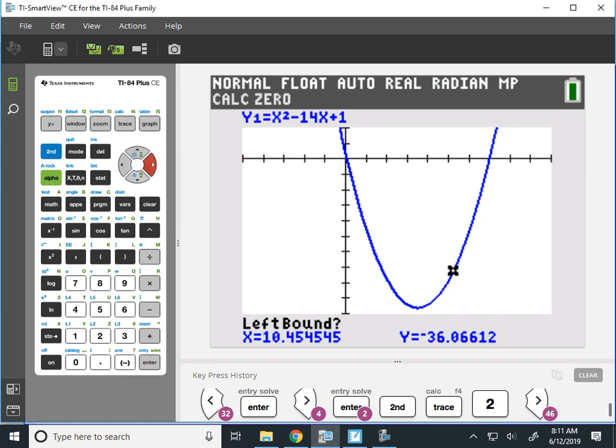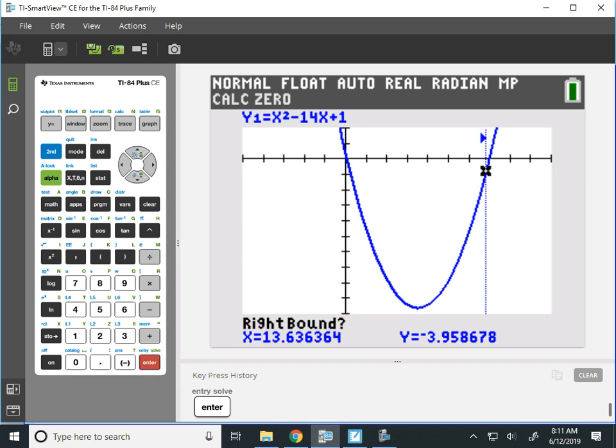Now for this guy, the left bound is below the axis. So when I hit enter, the line is still to the left of that x-intercept. In order to do this correctly, I have to go to the right, which is over the x-axis, and hit enter. This tells me my other x-intercept is at 13.9.